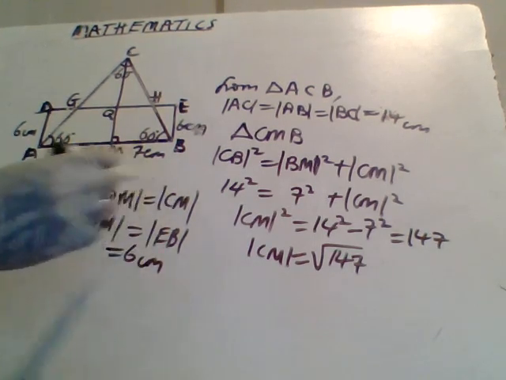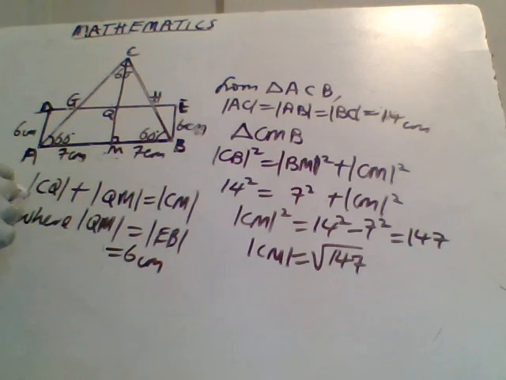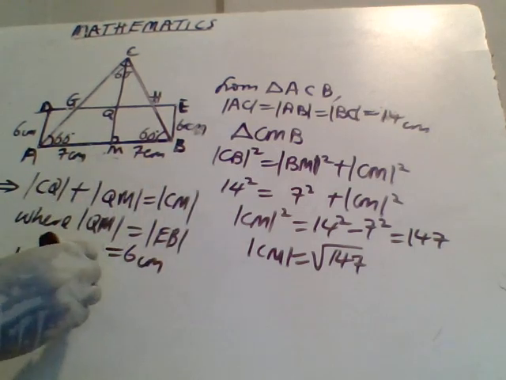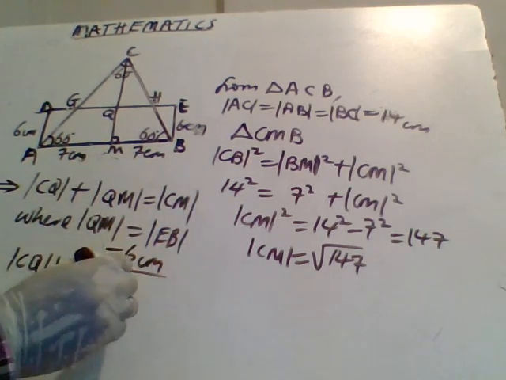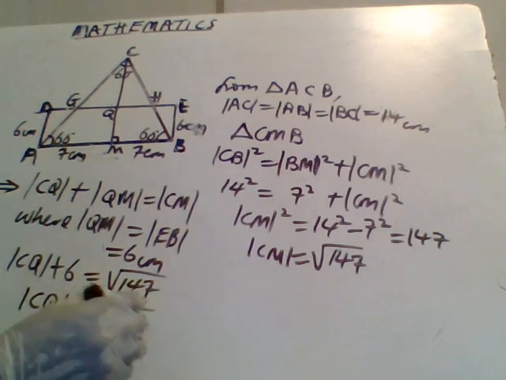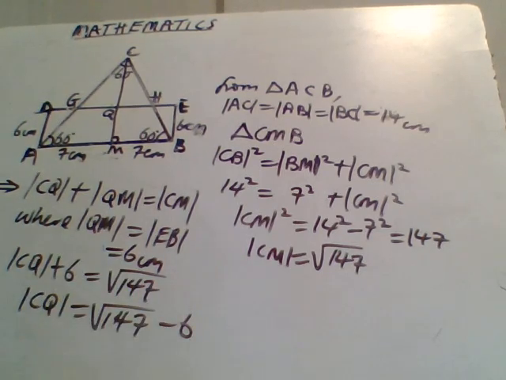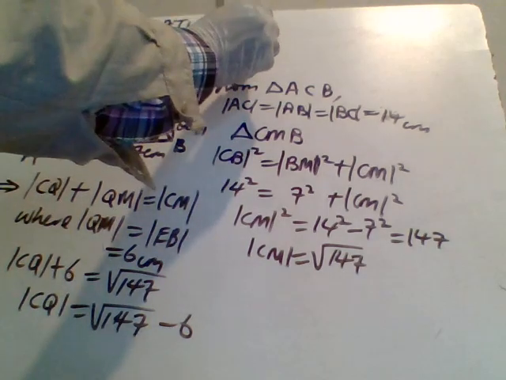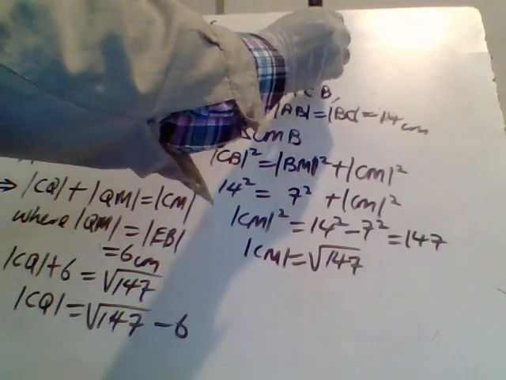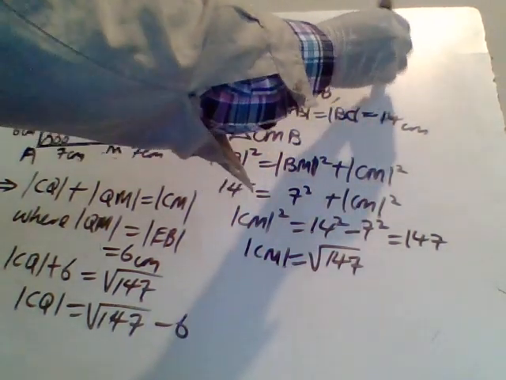So you put all of the values you already obtained here. You have that CQ plus QM, which is 6, is equals to the square root of 147. So from here, we have CQ is equals to the square root of 147 minus 6. So we have gotten what? CQ to be equals to the square root of 147 minus 6 cm.